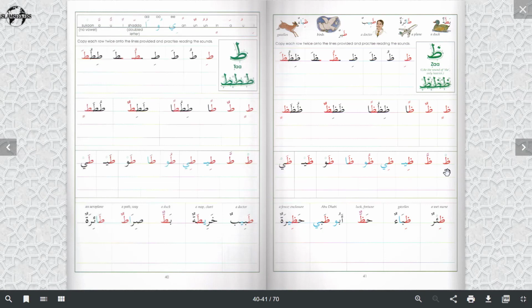Line 3. Dha. Dhi. Dhi. Dhu. Dha. Dhau. Dhai. Dhai. Line 4. Listen to and repeat the Arabic words. A wet nurse. Dhi'run. Gazelles. Dhiba'un. Luck or fortune. Hadhun. Abu Dhabi. A fence or an enclosure. Hadhiratun.